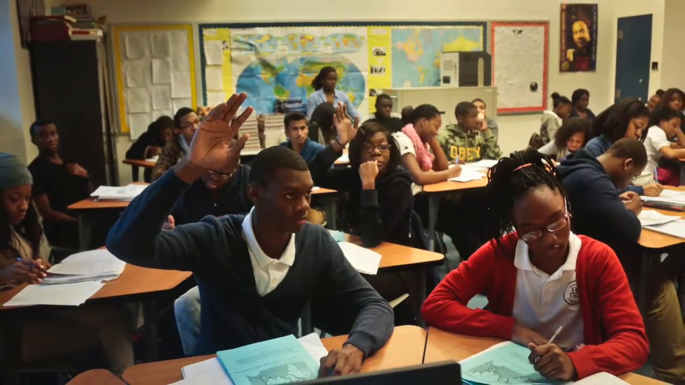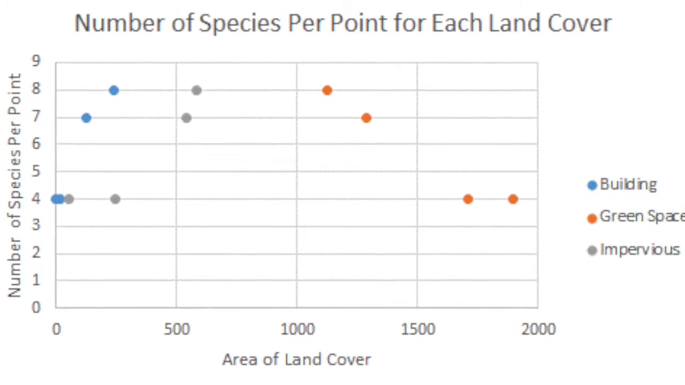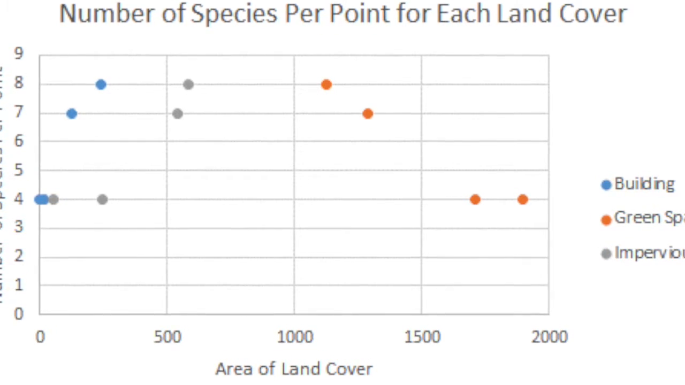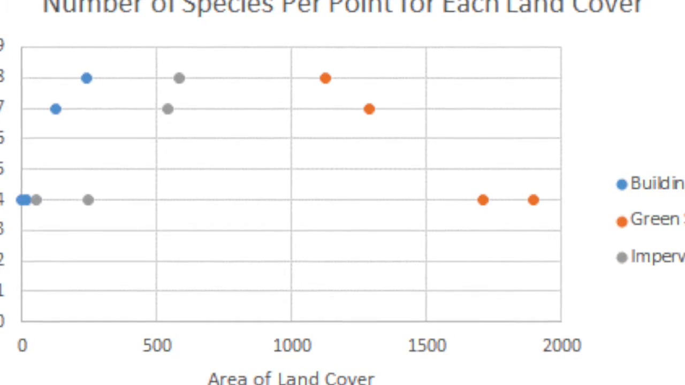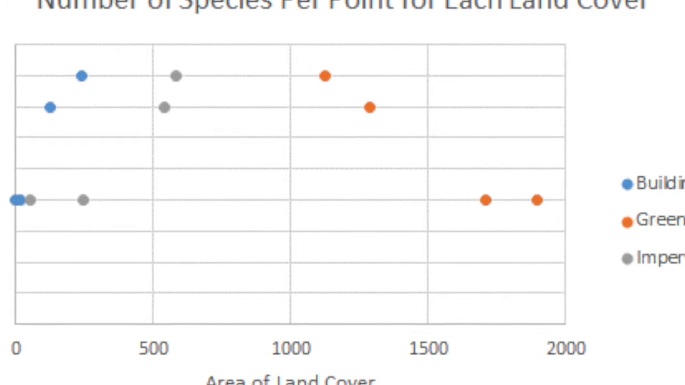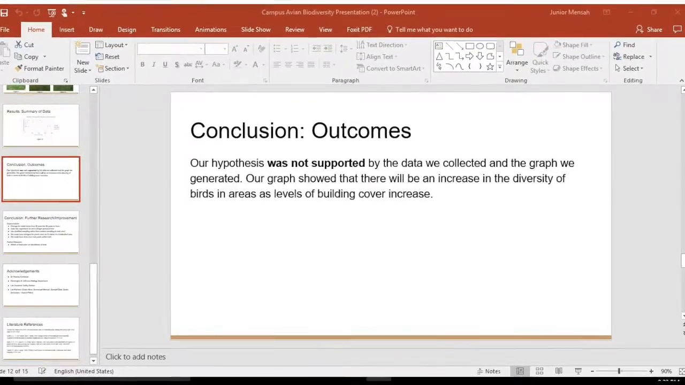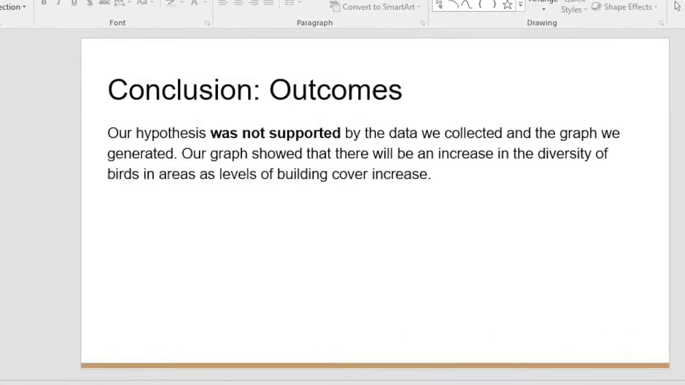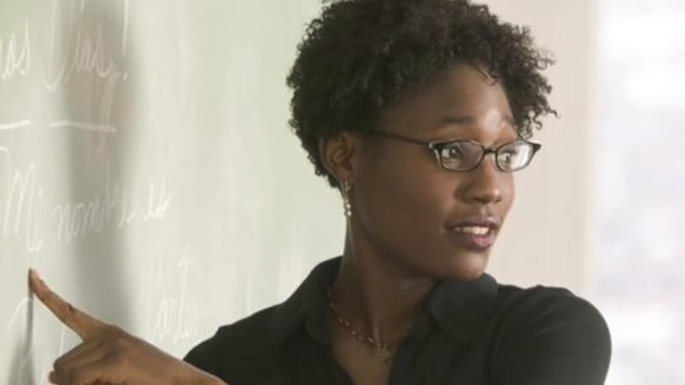So the result that they found was that the effect of the impervious land covers was that the bird diversity increased, while in the areas of green space covering, the bird diversity decreased. But wait, the effect of building land cover on the birds was that it increased the diversity of the birds. Wow, I guess they were wrong. Yes, you're right. The data that they gathered does not support their hypothesis, nor the predictions that they made. Their graph showed that there was an increase in the diversity of birds in areas as levels of building cover increase.